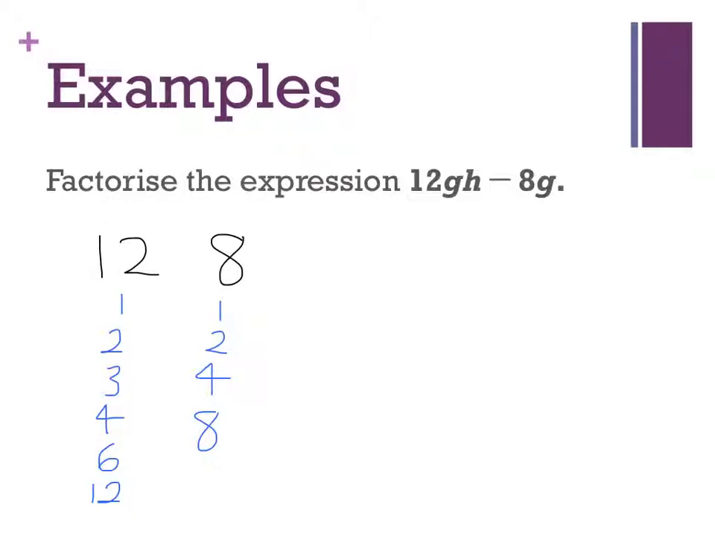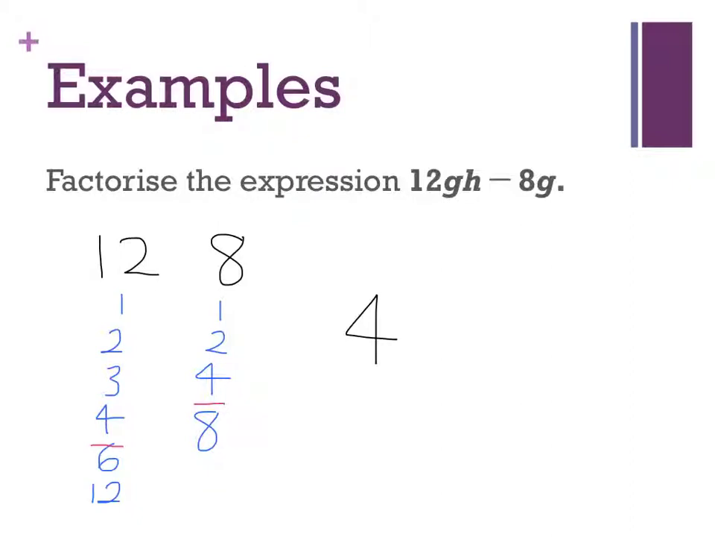They're all my factors. Now, from that list, I'm looking for the biggest number that's present in both of those lists. 8 is the biggest one here. It's not in this one. 4, oh, wait, I've got 4 there and 4 there. Okay, so I know I put my 4 on the outside of my brackets.